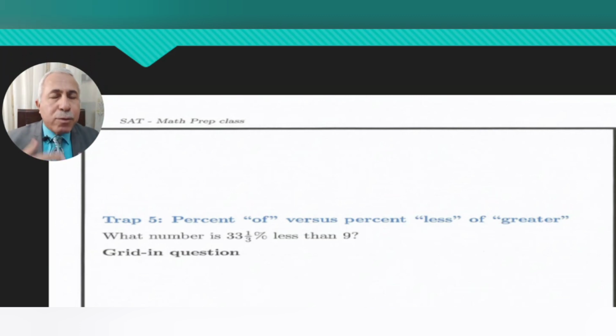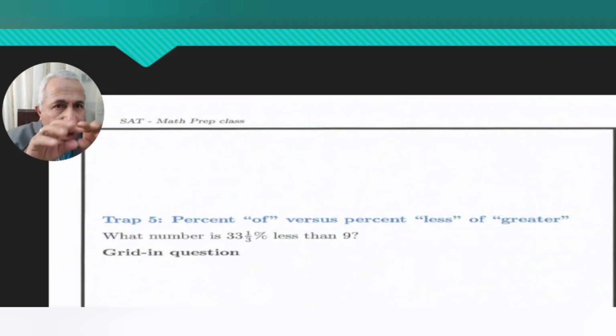So how would the question be? 9 minus, okay, because this is less than 9, 33 1/3% of 9. So how can I do it? I'm going to say 33 times 3 over 100 plus 99 plus 1 over 100, because I have percent, it's going to be over 100. That will give me 1/3. Great.